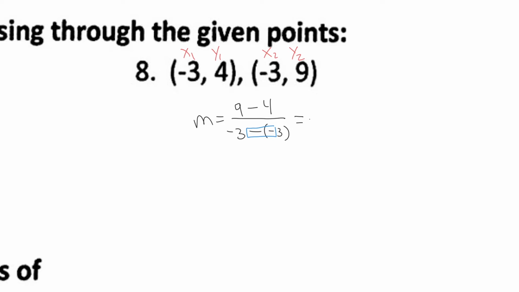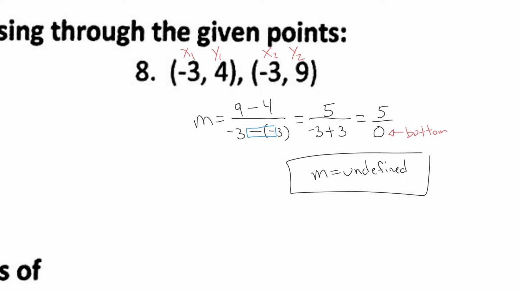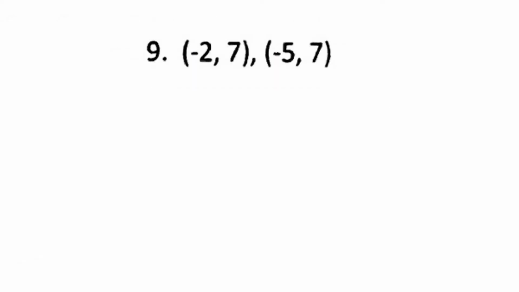So let me just go back to the top first. 9 minus 4 is 5. But the bottom, you will have -3 plus 3. So when you simplify, this is going to equal 5 over 0. -3 plus 3 is 0. Notice that we do have a 0 on the bottom of the fraction. We cannot divide by 0. So that means mathematically we cannot do that. So m will be, your slope will be undefined. Every time you have a 0 on the bottom of the fraction, it is undefined. The slope is undefined. Same thing with number 9.